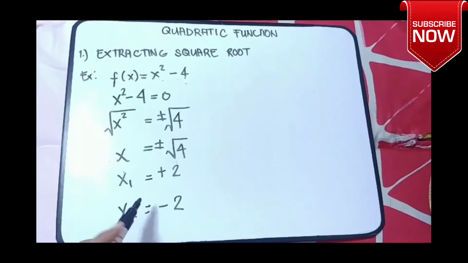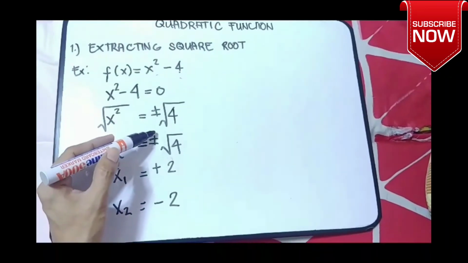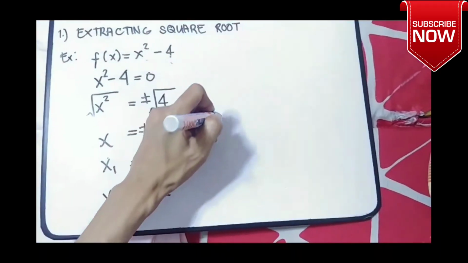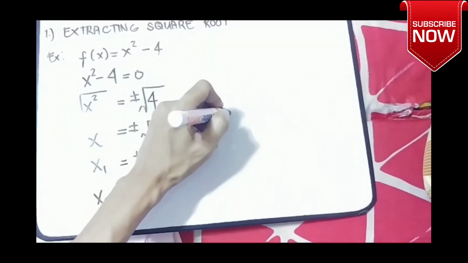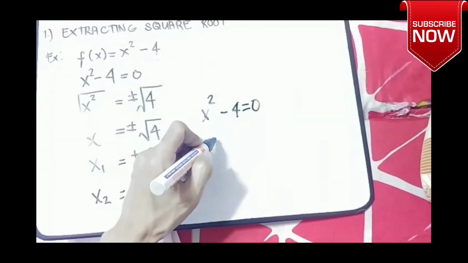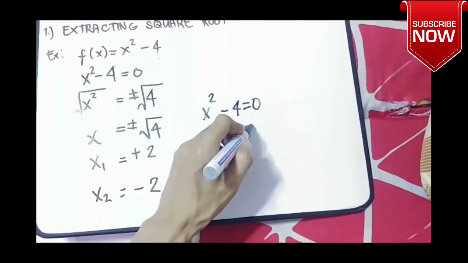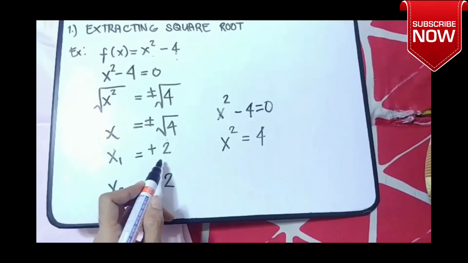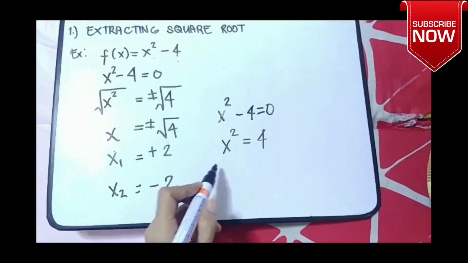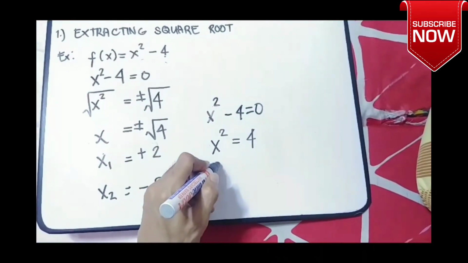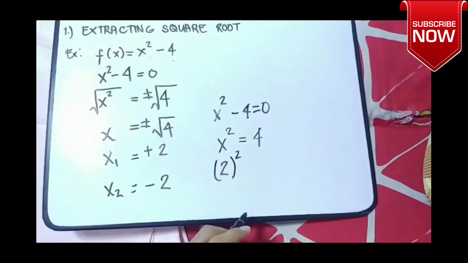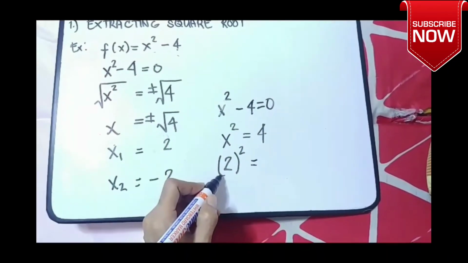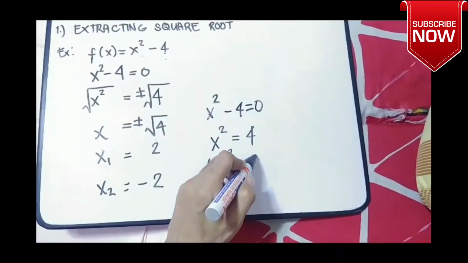So, let's prove kung bakit merong plus or minus sign sa labas ng radical sign. Going back to the equation, x squared minus 4 equals 0, then x squared equals positive 4 by transpose. At since nakuha natin na x1 is positive 2, we will substitute positive 2 to x. So, 2 squared. Anyway, hindi na natin isulat yung positive sign. Okay, so 2 squared, 2 multiplied by itself, so that would be 4.